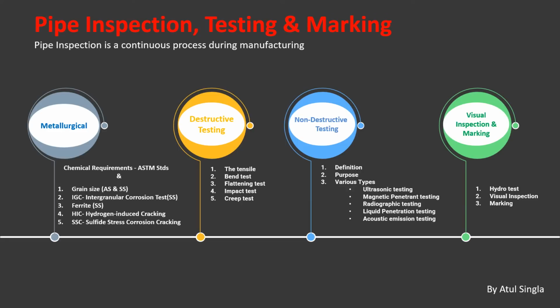In this section on pipe inspection, testing and marking, we discussed destructive testing and the basics behind these tests, so that we can understand what is happening when we perform them. We discussed the tensile strength test, bend test, flattening test, impact test and creep test. So this was all about this section. See you in the next part.